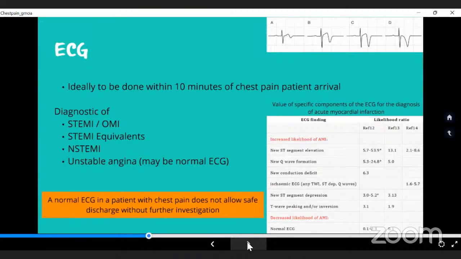There are early ECG changes, there are late ECG changes, there are STEMI mimics, there are STEMI equivalents. So there are lots of things you need to learn about ECG. Other than T and ST changes, I am not going to tell you further. I think you have to have that in a separate session.